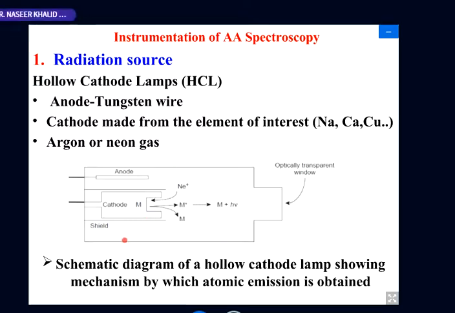Now coming to, we have already discussed in the previous slide that this bulb, this glass envelope, contains one anode and another cathode.